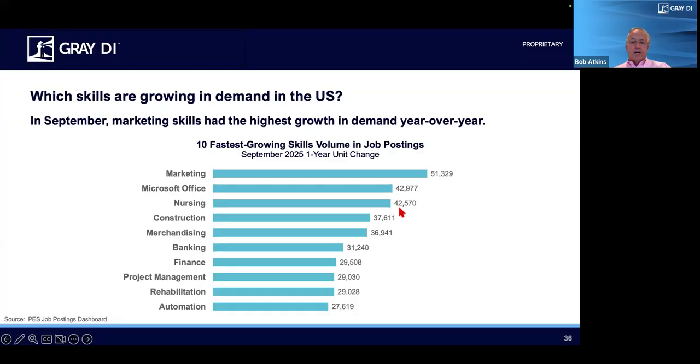Nursing, up 42,000. Construction, up 37,000. Remember, we saw construction growing earlier in the data as well. Merchandising, up 36,000. Banking and finance, up almost 30,000 each. Project management, recurring here at 29,000. Rehab at 29,000, and automation in general at almost 28,000. So those are your fastest growing skills.